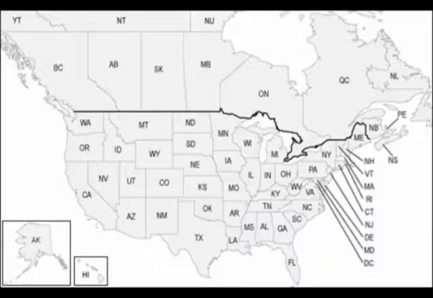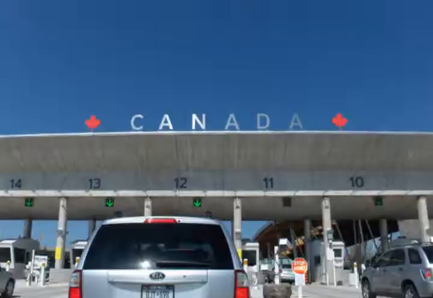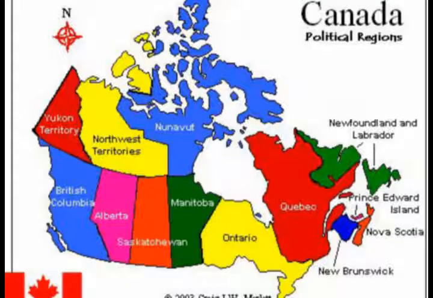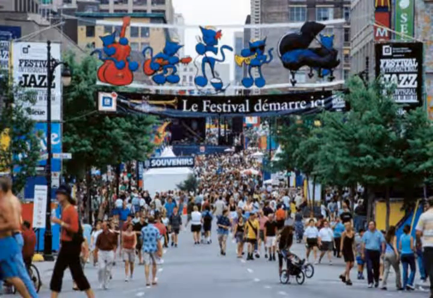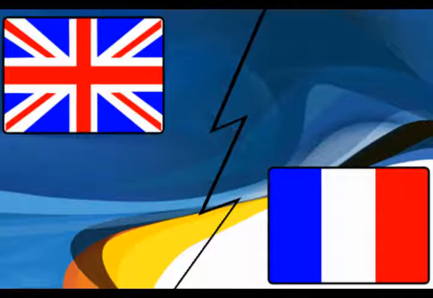Its border with the United States is the world's longest land border, with 8,891 kilometers. Canada has 10 provinces and 3 territories. Canada's population is only 34 million inhabitants. The country is officially bilingual, French and English.